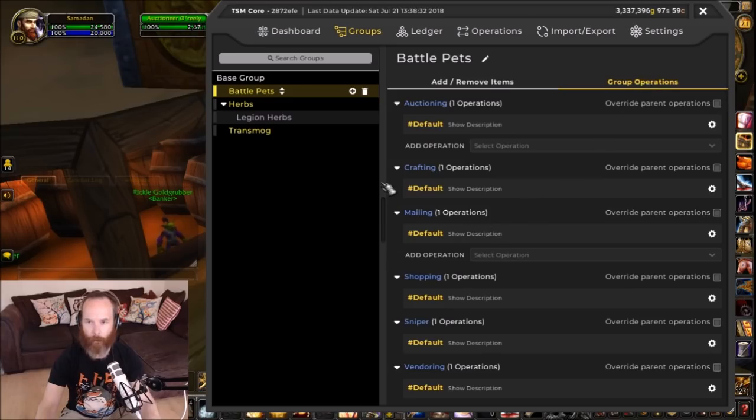What we're going to do here is we're going to create a new operation, and that's going to be based on the DB region market average. So it's going to take the average of the whole region for these, because for me, something like transmog and battle pets, I want to have a look at the whole price of my region, because these can get artificially inflated on my own server, and I want to avoid situations where I'm just pricing myself higher and higher and it's never going to sell.